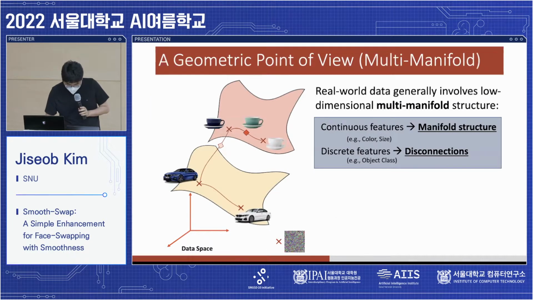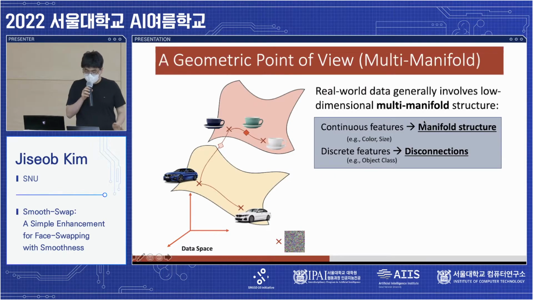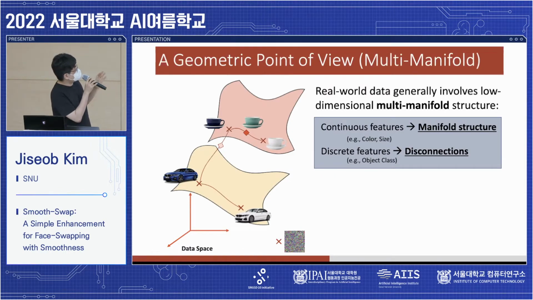And actually, before getting into the details, I'd like to give you another perspective on why smoothness matters in the embedding space. For many real-world data, the underlying structure of data is actually a multi-manifold structure. And why? Because there are two kinds of features. The first is continuous features, and the second is discrete features. And the manifold structure comes from the continuously varying features as shown here.